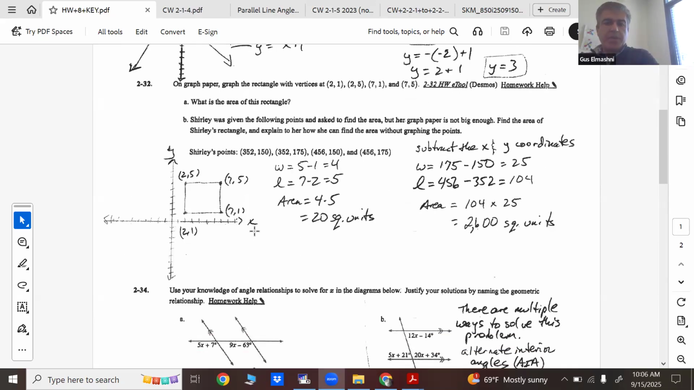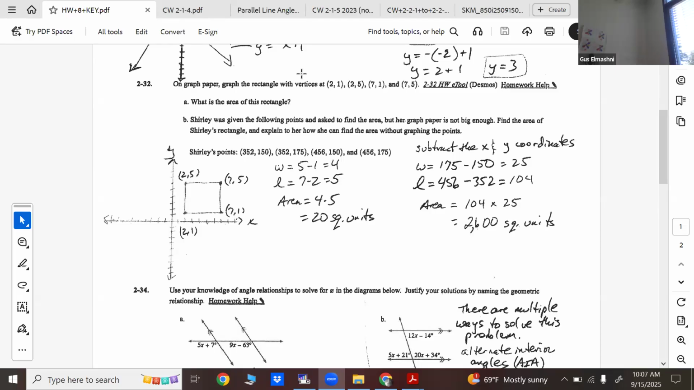All right, so for 32B, they say Schroeder is given the following points and asked to find the area, but our graph here is not big enough. Find the area of Schroeder's rectangle. Explain how she can find the new area without graphing the points. So if you just think about it, if these share the same x coordinates, then you see the difference in the y coordinates is 25. And that's going to be straight up vertical because they share the same x coordinates, so the y coordinates are different. So that's going to be going up from 150 to 175. And these are also the same, and you see the same thing. We definitely have two sides that are 25 each.